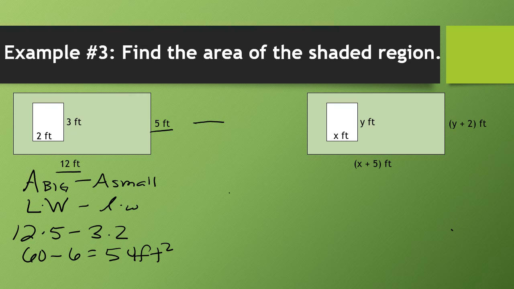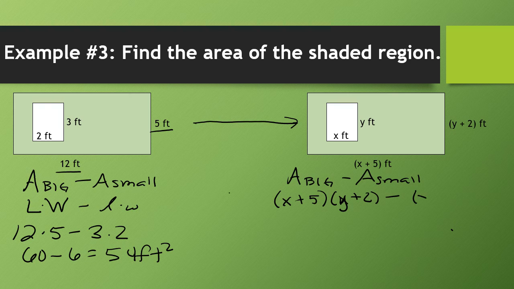If I look at transferring the same knowledge, it's the same thing. It's going to be the area of the big rectangle minus the area of the smaller rectangle. So I'm going to take my big length, x plus 5, times y plus 2, and I'm going to subtract x times y. I have a binomial times a binomial, so you can either use the box method or double distribute. I'm going to choose to double distribute on this particular problem. So I'm going to take this times this.